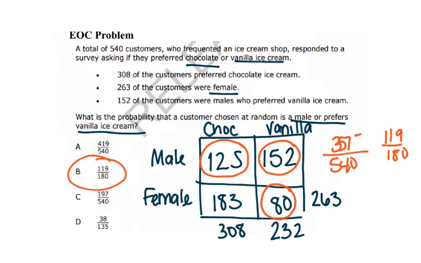Okay, so anytime you encounter a problem like this, you need to make a little two-way table, and then you answer it. It's a little confusing, but it's just simple math.